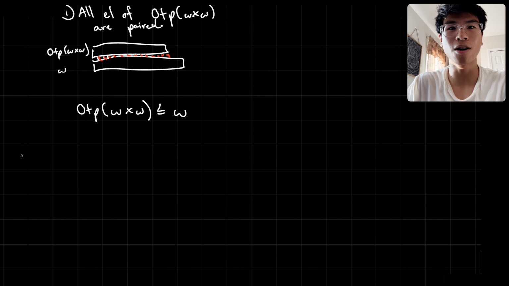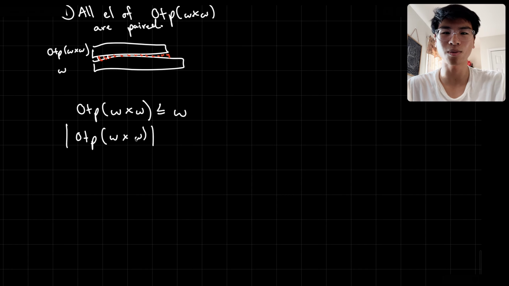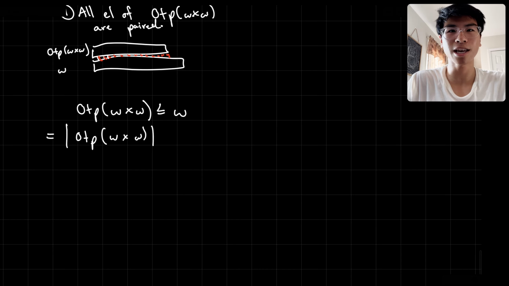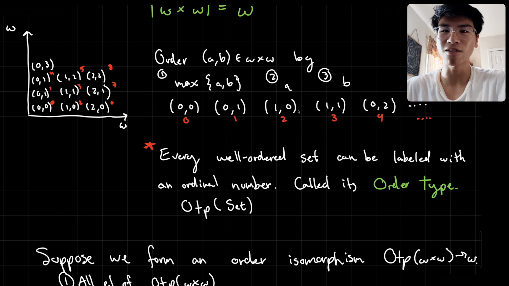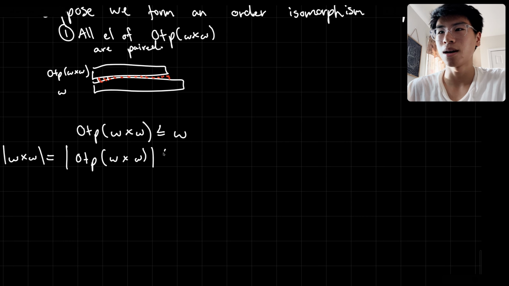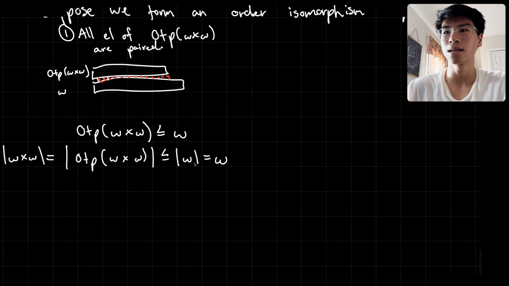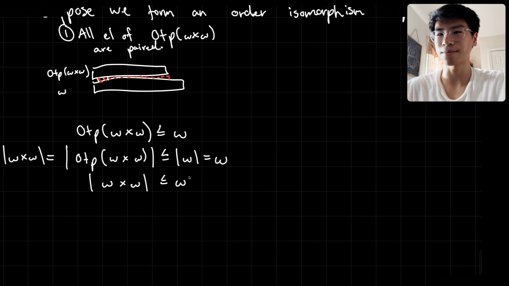So now we can take the cardinality of both sides. And so if you think about it, the cardinality of the order type of omega crossed with omega is actually the same as the cardinality of omega crossed with omega, because the way the order type was created, it was simply just labeling the elements of omega crossed with omega. The order type is in a one-to-one correspondence with omega crossed with omega. On the other side, we have the cardinality of omega, which is simply omega. Therefore, we would conclude from here that omega crossed with omega is less than or equal to omega.